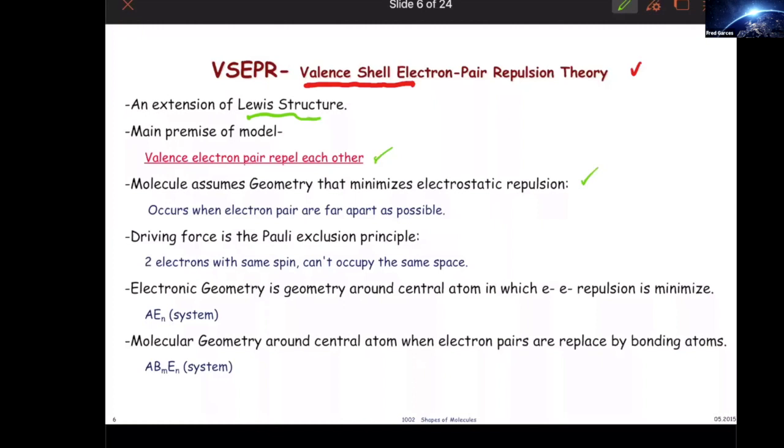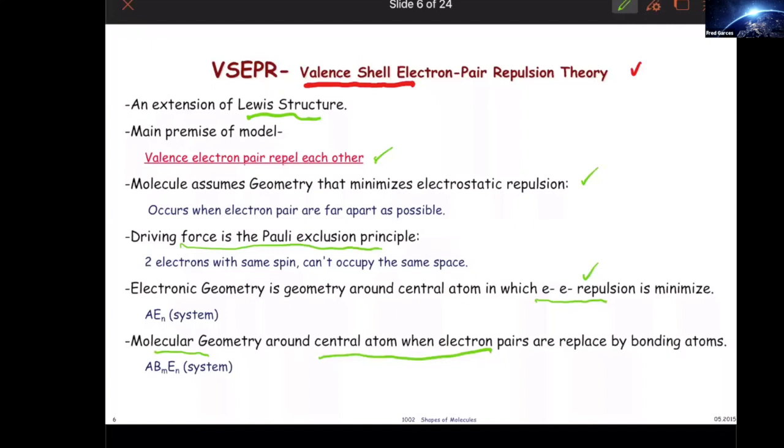The driving force is the Pauli exclusion principle that says no two electrons can occupy the same space if they have the same set of quantum numbers. Of course, when two electrons are in an orbital, then one is positive spin and the other is negative spin. So the electronic geometry is in such a way that they want to minimize electron repulsion, and then the way the atoms sort of fall out from that gives you something called the molecular geometry.